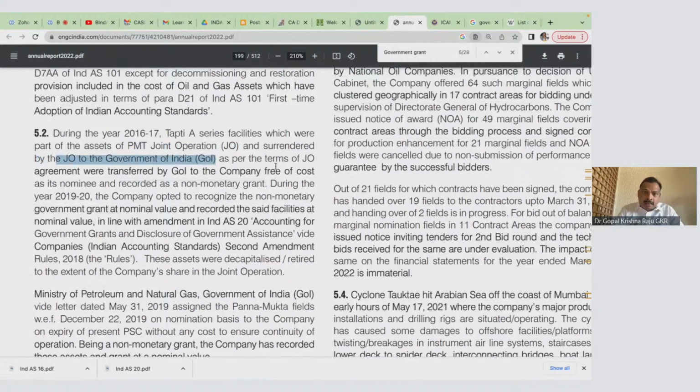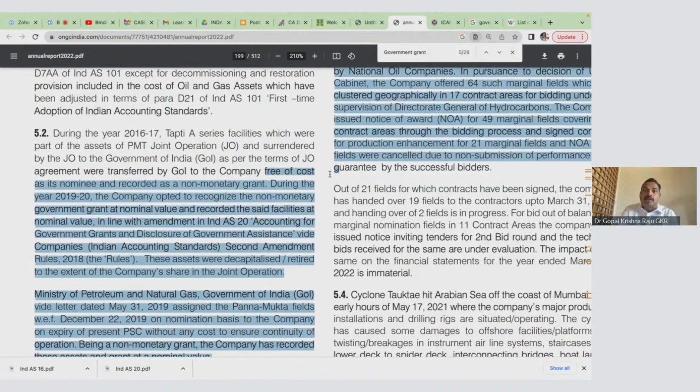Okay. So joint secretary and joint, as per the terms of the JO agreement, were transferred by the Government of India to the company free of cost as its nominee and recorded as a non-monetary grant. During the year 1920, the company opted to recognize the non-monetary grant at nominal value and recorded the facilities in accordance with IndAS 20. Now, they have given a very big facility free of cost. How would I recognize it in the books of accounts?